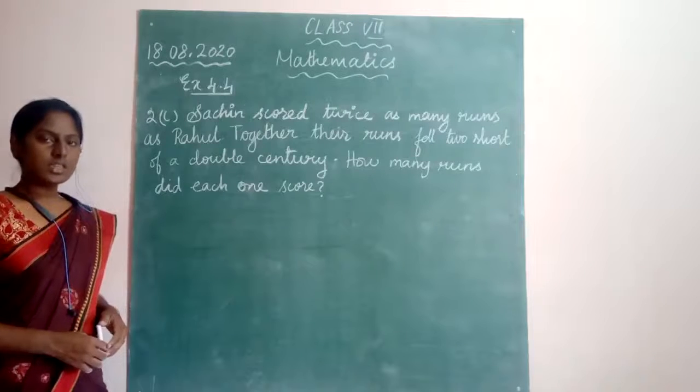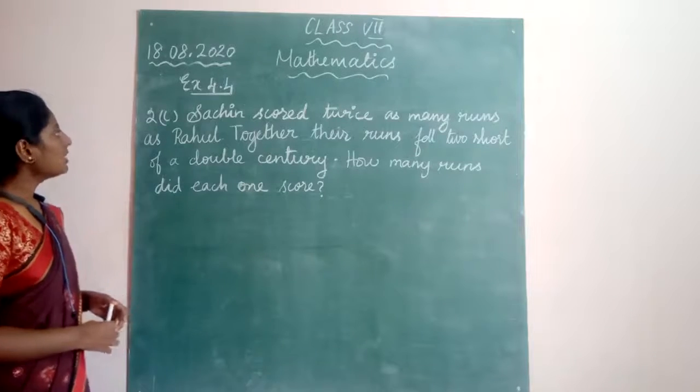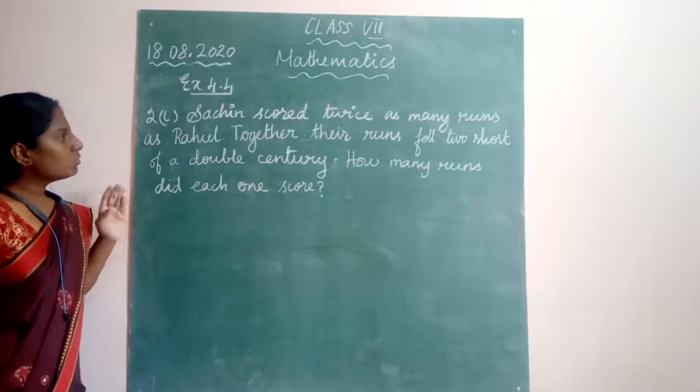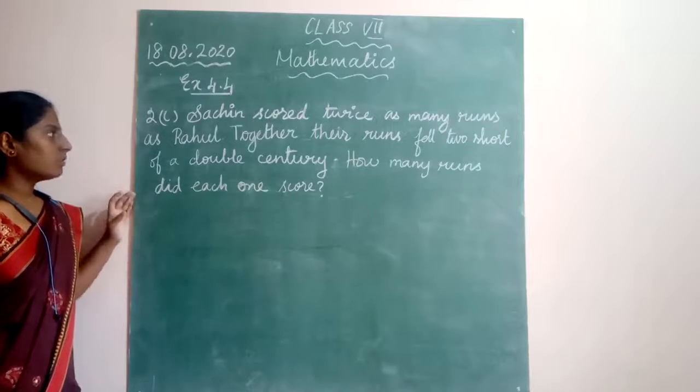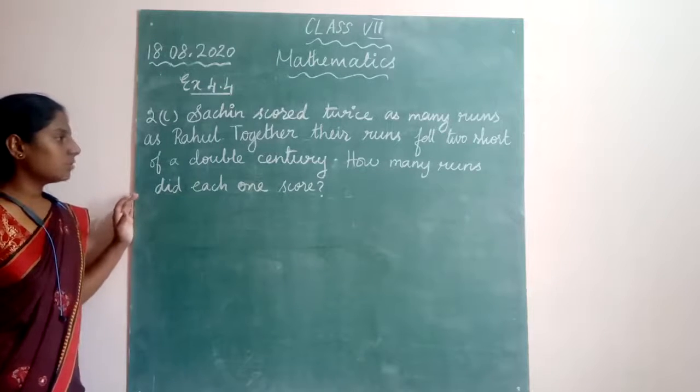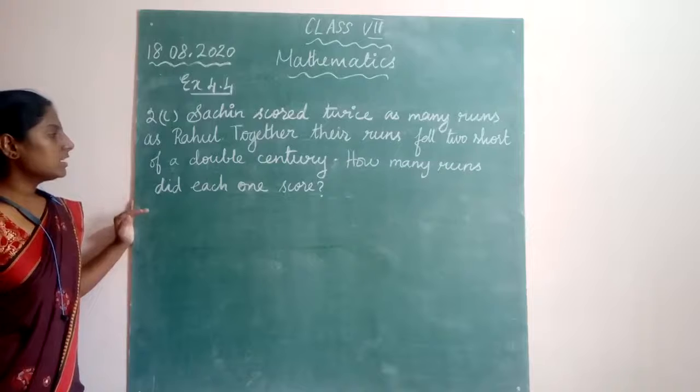So we have discussed all the homework answers. Now let us enter into today's class. Look at the second question, C subdivision, from your exercise 4.4. Sachin scored twice as many runs as Rahul. Together their runs fell too short of a double century. How many runs did each one score?